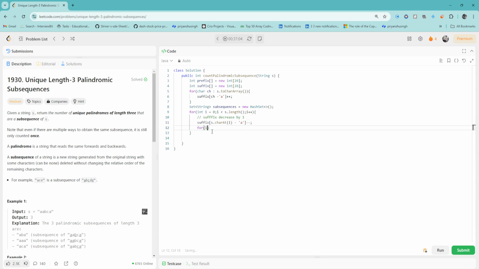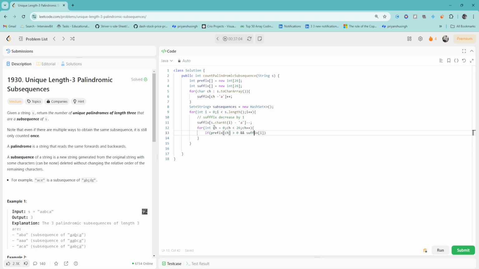Okay, then we loop over the prefix and the suffix array, and what we'll do, we try to find if prefix of I is greater than 0 and suffix of I, or what we can say, because we are using I previously, we'll name it ch, ch here also.